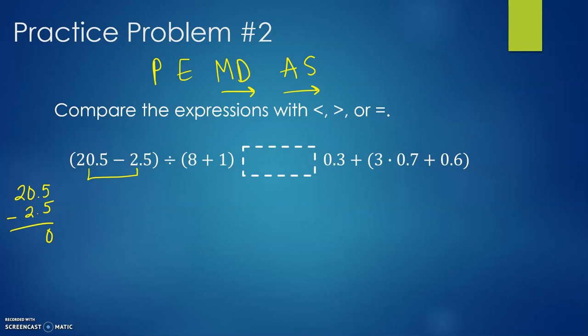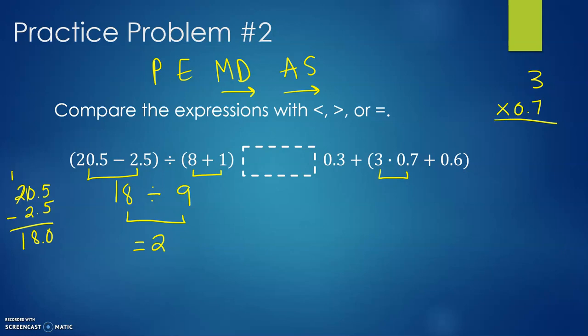And you can either think of this as 20 minus 2, or you can regroup. Either way, your decimal drops down. This is 18. And we're going to be dividing 18 by this, which is 9. Okay, and 18 divided by 9 is 2. So this side over here equals 2. Let's try this one over here. In the parentheses over here, we have to multiply first. Okay, so 3 times 0.7, we know that that's 21. And there's one decimal in the problem, so there has to be one decimal in the answer. So 3 times 0.7 is 2.1.